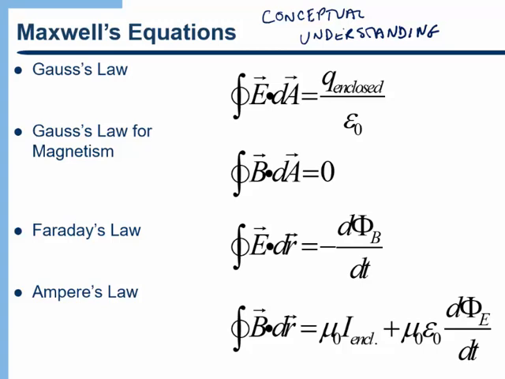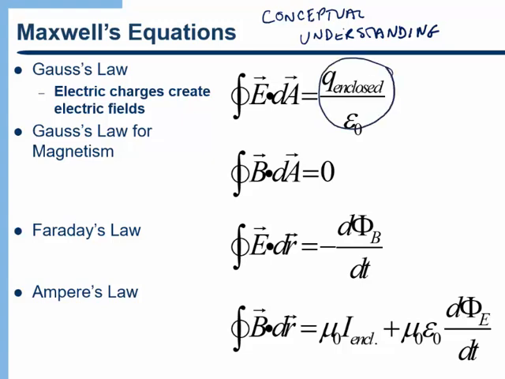So let's look at Gauss's law. Think about, what is Gauss's law telling you? See if you remember. Well, hopefully you came up with this sentence: electric charges create electric fields. If I have an electric charge in a region of space, it creates an electric field. So charges create electric fields. That's what Gauss's law for electricity is saying.